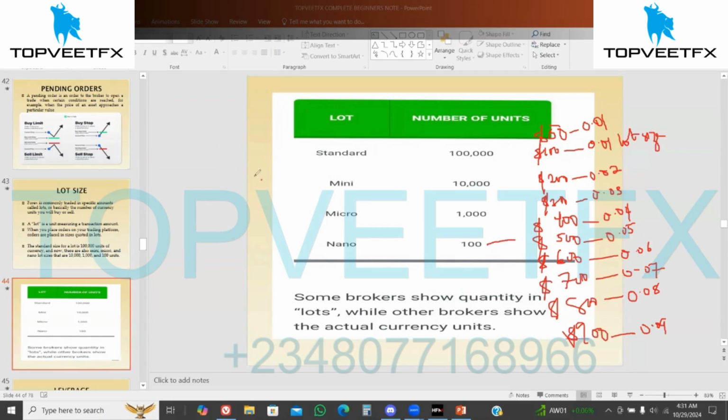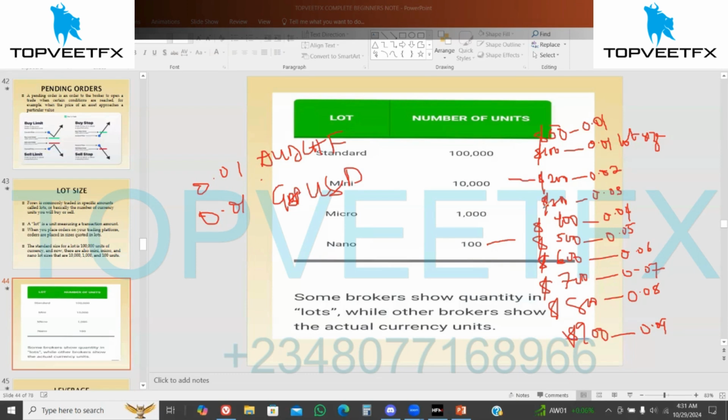This will help you to manage your account perfectly well. This will help you not to expose your capital. If you have $200, you can place 0.01 in two places, which means you can trade two pairs. Let's say you can trade AUD CHF, and you can also trade maybe GBP USD, because you have an equity of $200.